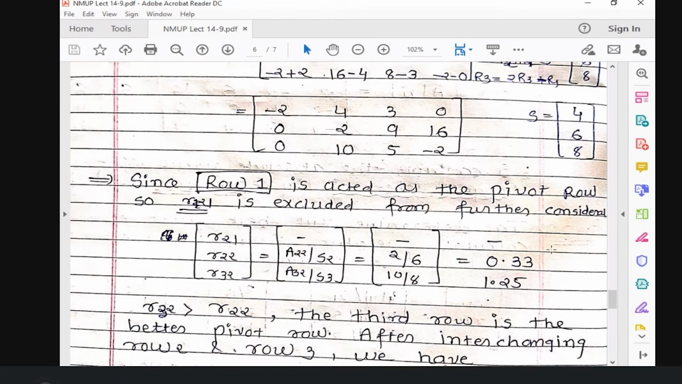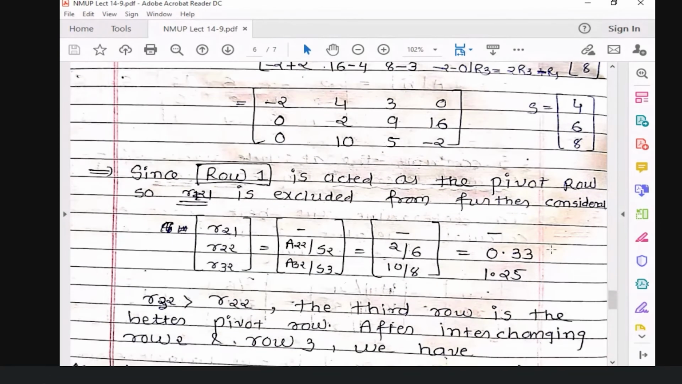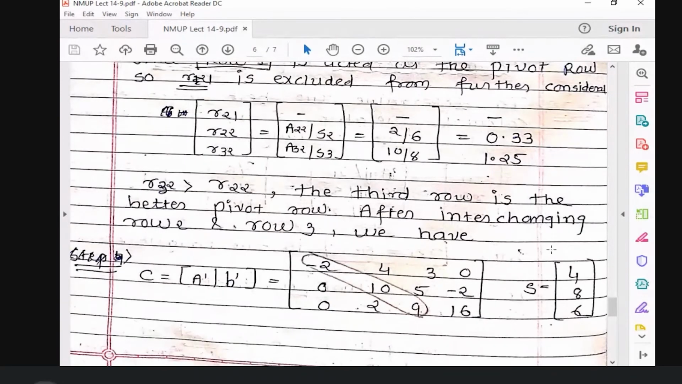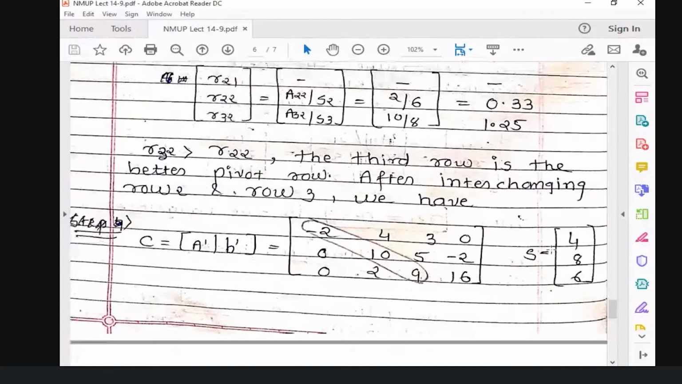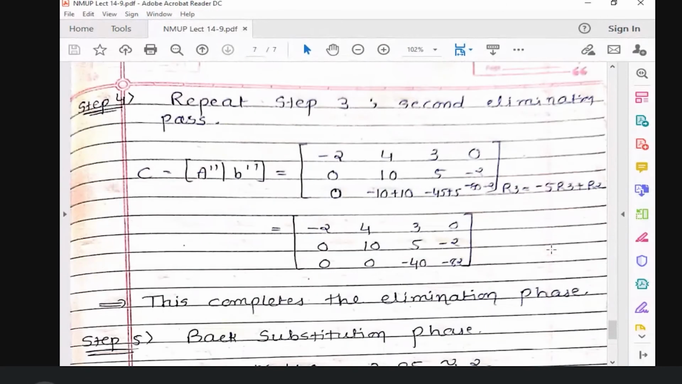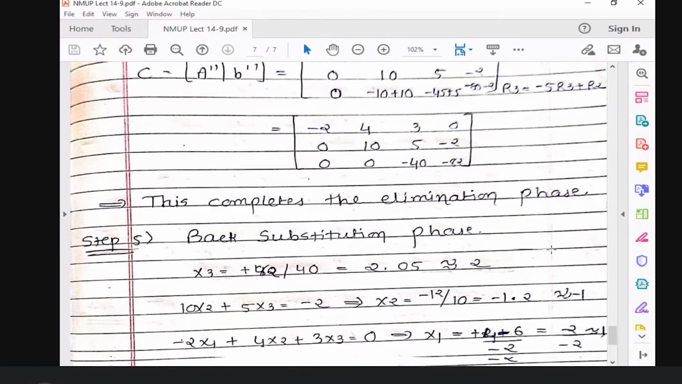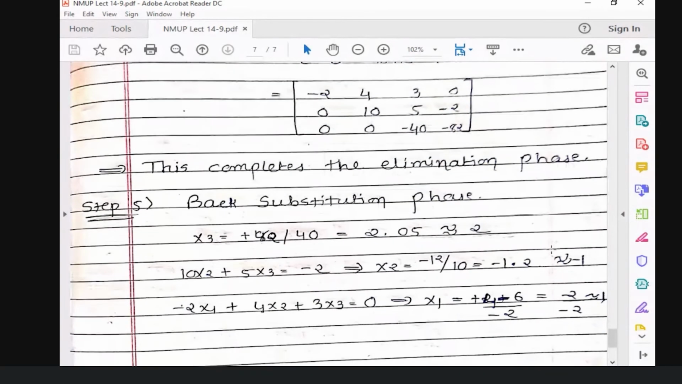So over here, what are we doing? We are just exchanging row 2 and row 3. By doing that, we got this new C matrix. And again, we have to do the same elimination phase, and by doing that we got the upper triangular matrix. I just substituted the values, so over here we got x3 is equal to 2, x2 is equal to minus 1, and x1 is equal to 1.